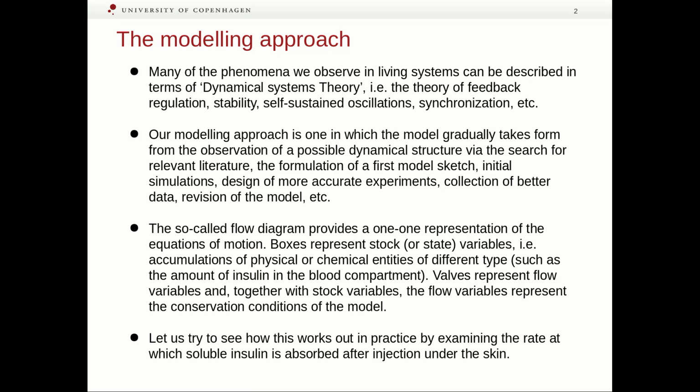The so-called flow diagrams that we are trying to use in this course provide a one-to-one representation of the equations of motion. Boxes represent stock or state variables, that means accumulations of physical or chemical entities of different types, such as, for instance, the amount of insulin in the blood compartment. Valves represent flow variables, and together the stock and flow variables define the conservation conditions of the model. Let us try to see how this works out in practice.